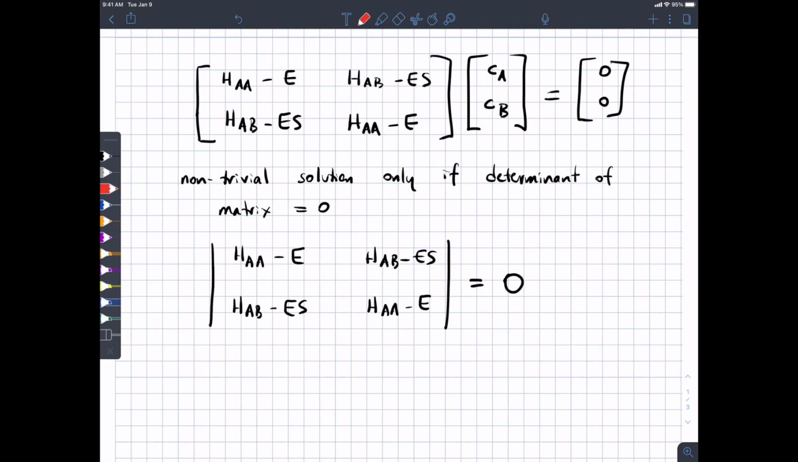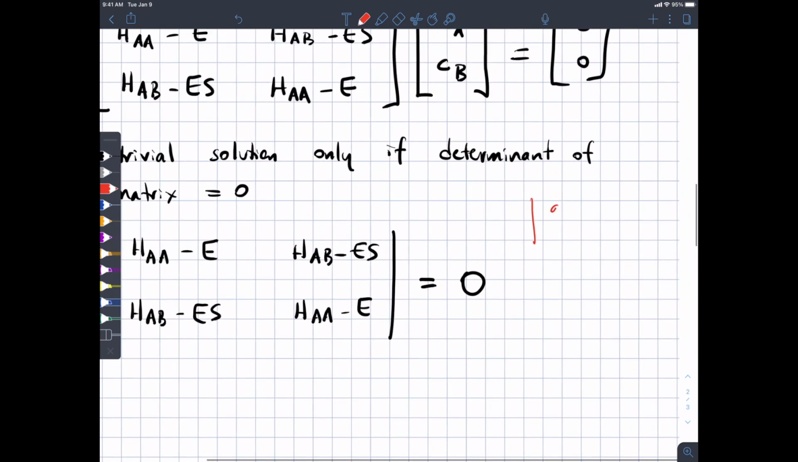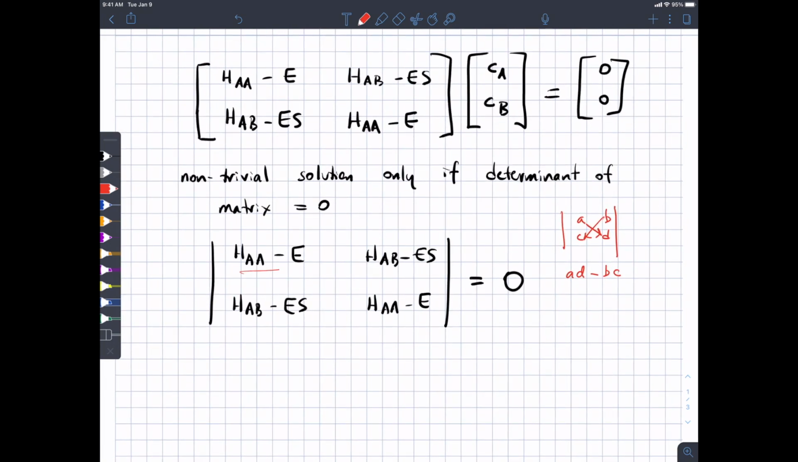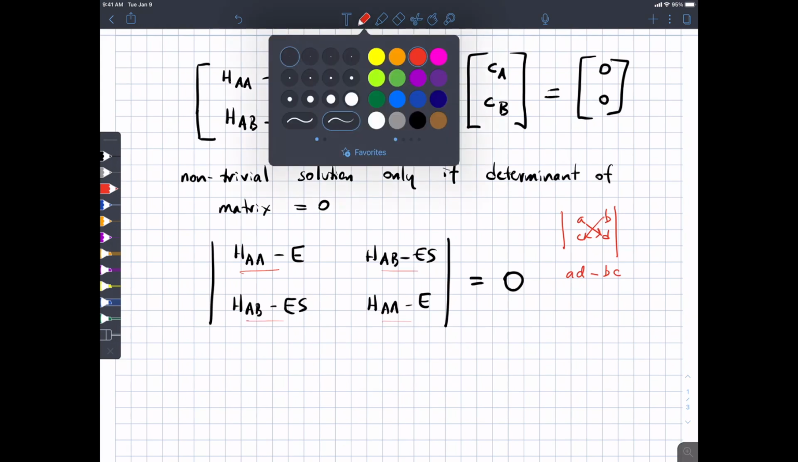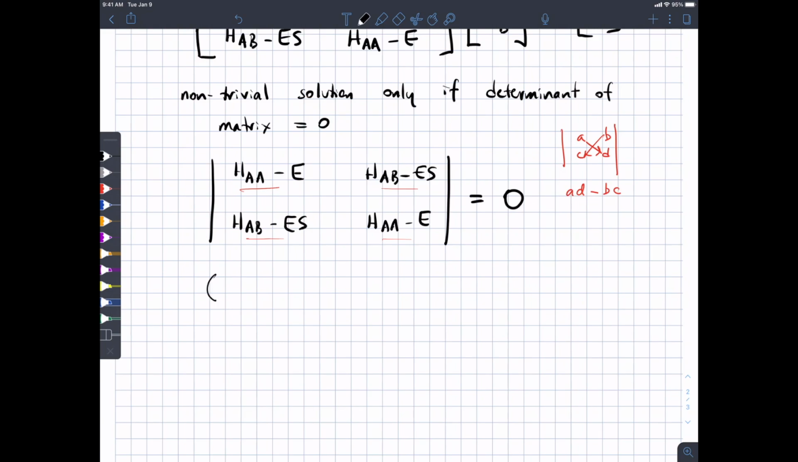All right. Well, how do you calculate a determinant? Brief review from linear algebra. You multiply A times D, and then you subtract B times C. Okay? So this is your A term, your B term, your C term, your D term. So that equation would turn out to be HAA minus E times HAA minus E, minus HAB minus ES times HAB minus ES, equals 0. Okay?